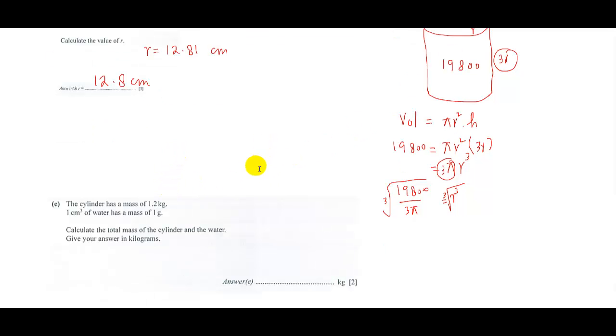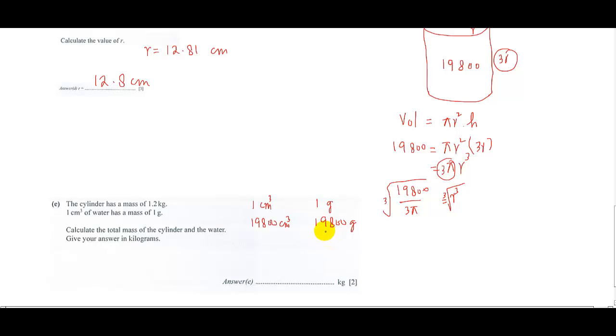The cylinder has a mass of 1.2 kg, and 1 centimeter cube of water has a mass of 1 gram. Calculate the total mass of the cylinder and the water. Give your answer in kilograms. So 1 centimeter cube of water has mass 1 gram, but we have 19,800 centimeter cube of water. So this will have a mass of 19,800 gram.